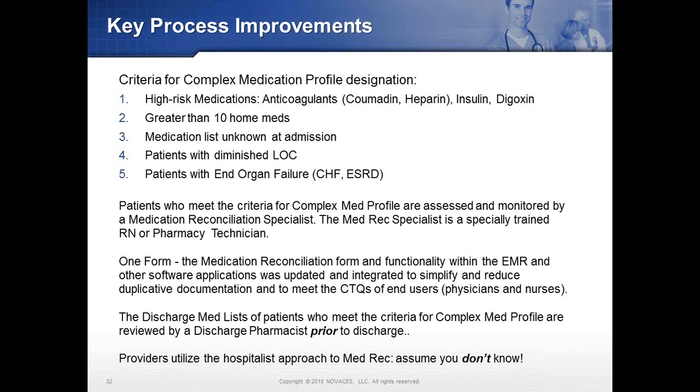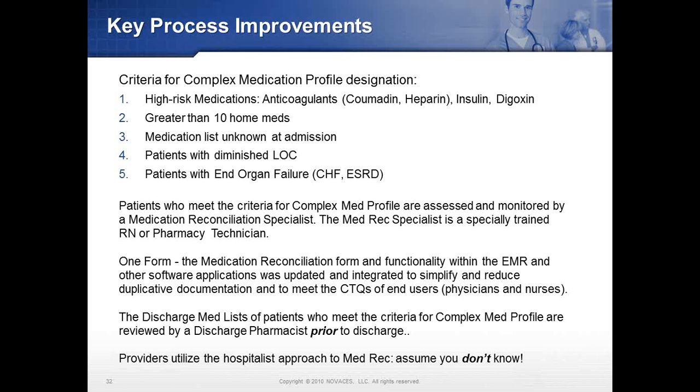The medication list unknown at admission. If the patient is admitted and they don't know, or their family member doesn't know what medications they're taking, they immediately become a complex med profile patient. Any patients with a diminished level of consciousness absolutely become a complex med profile patient. And patients with end organ failure.